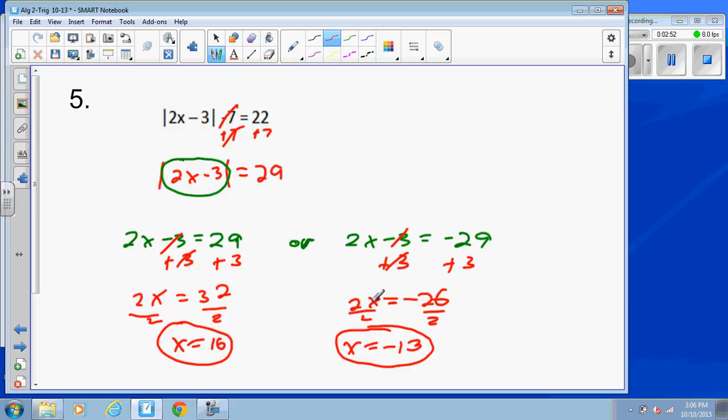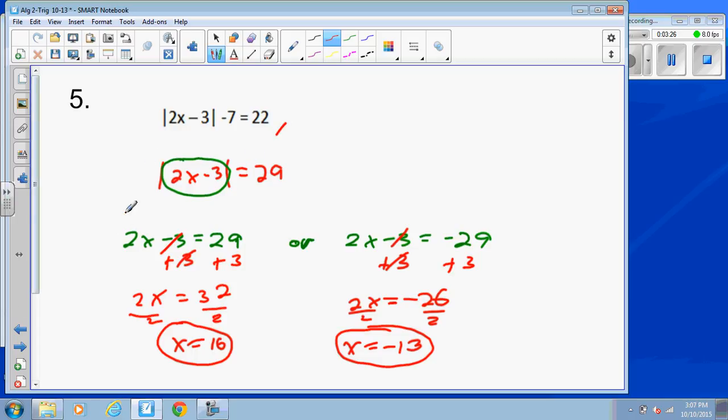Now, I really should check to make sure they work, and I'll do that right now. Let's look at that, and I'll say 16 in here. 2 times 16 is 32. 32 minus 3 is 29. The absolute value of 29 is 29. 29 minus 7, 22. That works. If I put -13 in here, 2 times -13 is -26. -26 minus 3 is -29. The absolute value of -29 is positive 29. 29 minus 7 is 22, so it works for both numbers.